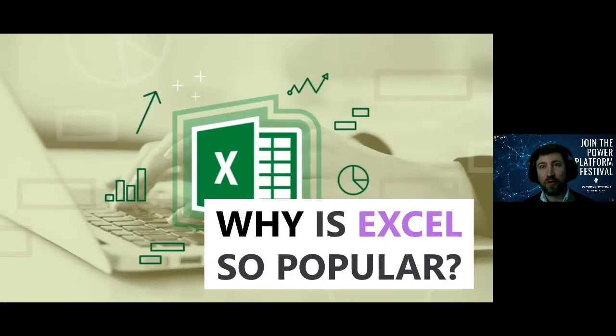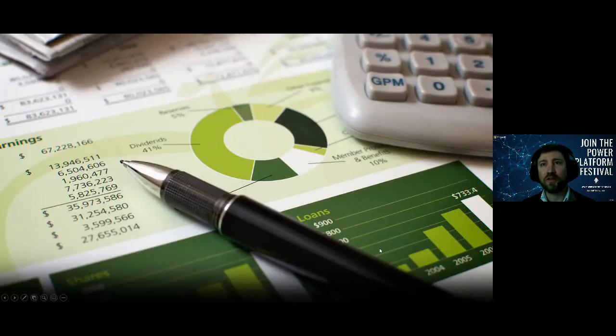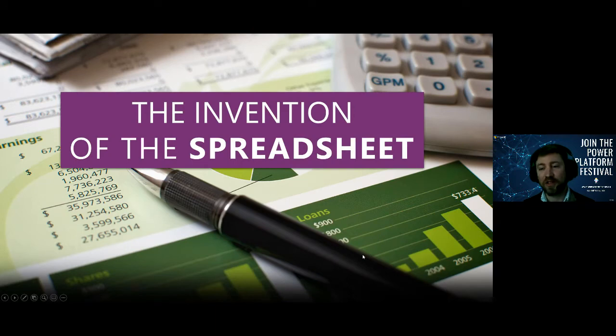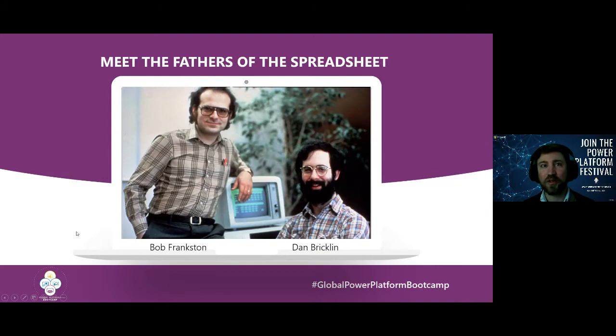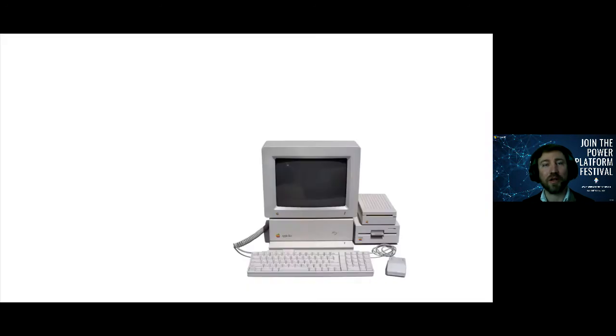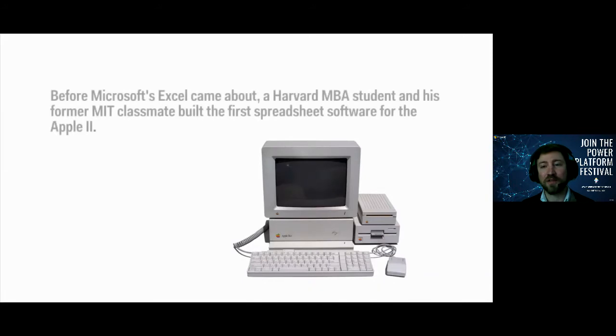I want to tell you guys, why is Excel so popular? Let me tell you a little story. This story is about the invention of the spreadsheet. I don't know how many of you know this story, but please meet the fathers of the spreadsheet, Bob Frankston and Dan Bricklin, two colleagues from MIT, who together came to solve a very big business problem. Here goes the story about the invention of the spreadsheet.